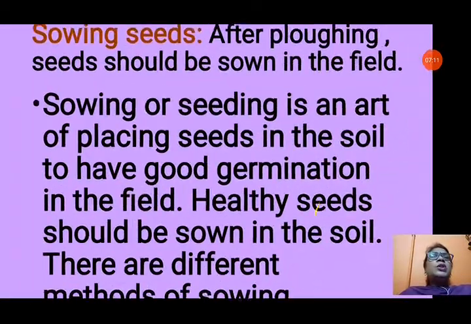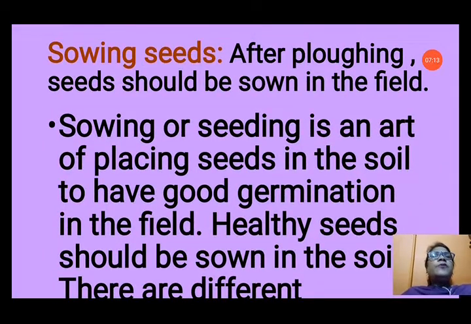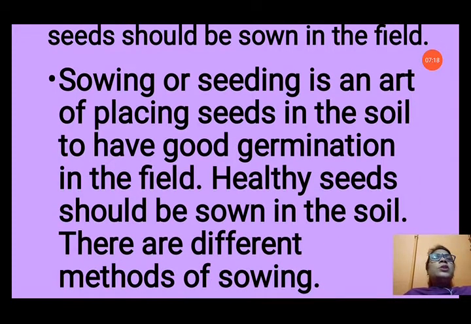Now next stage is sowing seeds. After plowing, seeds should be sown in the field. Sowing or seedling is an art of placing seeds in the soil to have good germination in the field. That means sowing seeds is not an easy task. It should be seen that all the seeds can germinate well and get proper air, water and sunlight. So it is also an art. Healthy seeds should be sown in the soil because healthy seeds will give you a healthy plant and a healthy plant gives you a good crop.